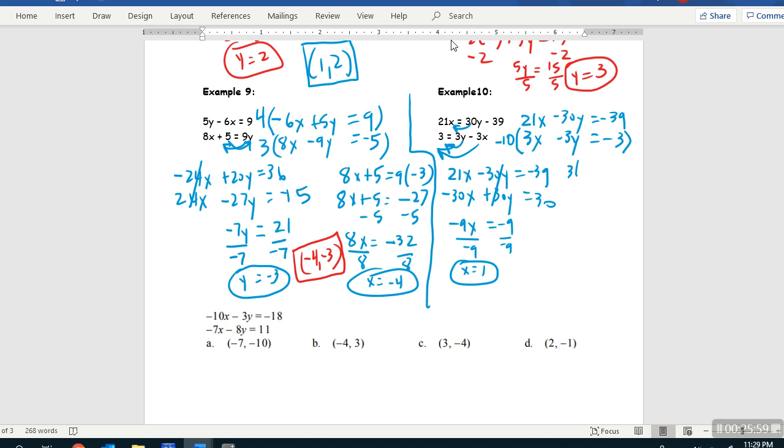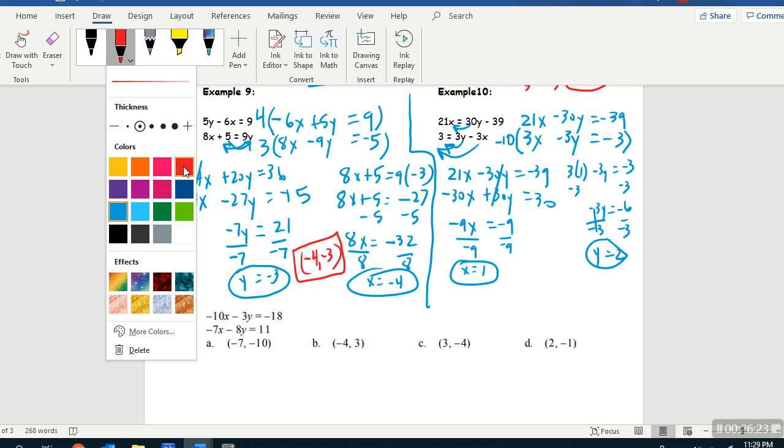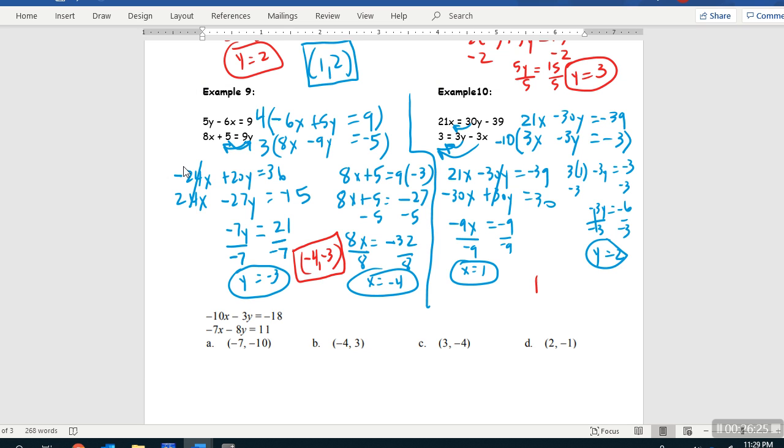So 3 times 1 minus 3y equals negative 3. So subtract 3 from both sides. Negative 3y equals negative 6. Divide by negative 3. y equals 2. So the solution to this system of equations is 1, 2.